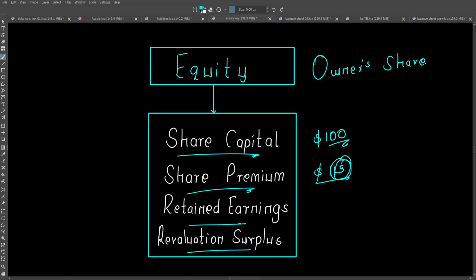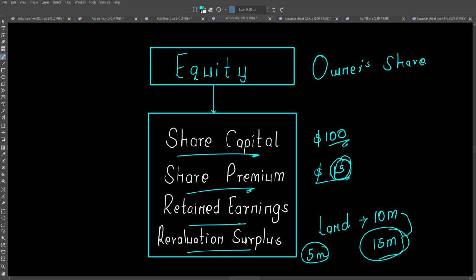Then we have revaluation surplus. This comes from, for example, if you have land and you are using a revaluation model. So you bought this land, let's say, for example, at 10 million. And now when you have revalued it, you found that your land is worth 15 million. Remember, you've not sold this land. You've just revalued it. You own the land. It is yours. And you've seen it is worth 15 million now. This 5 million is going to be that revaluation surplus, okay?